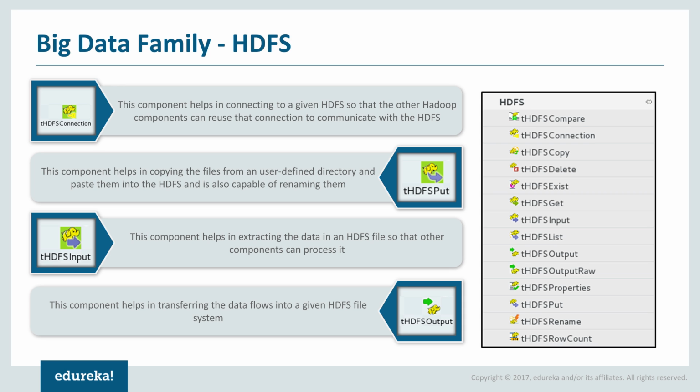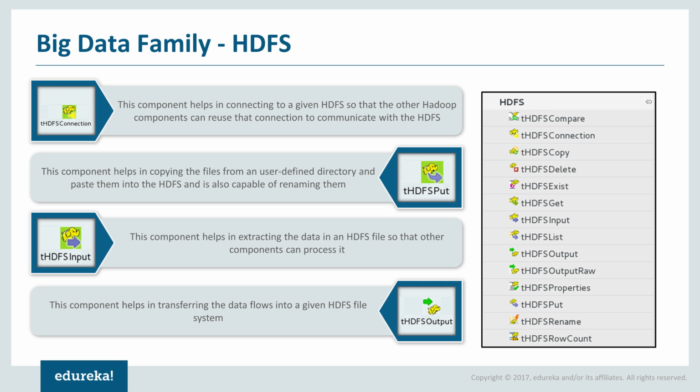So these are the majorly used HDFS components, and we have other components too: we can compare HDFS files, we can copy, delete, and check whether a file exists before processing it. We can have raw output. We can check the properties of an HDFS file. We can rename or get the count. All these things are already available. These are the widely used components. So this is the complete family for HDFS.